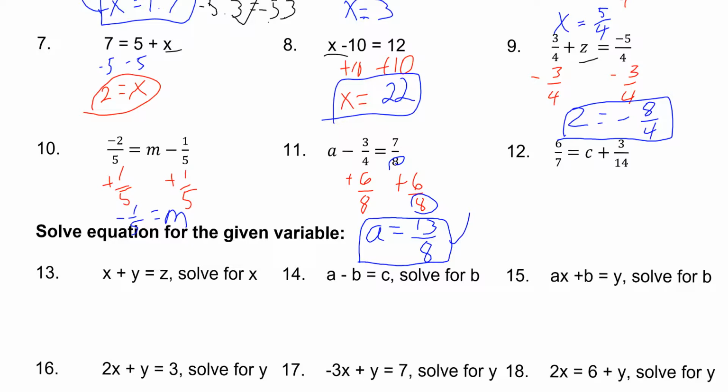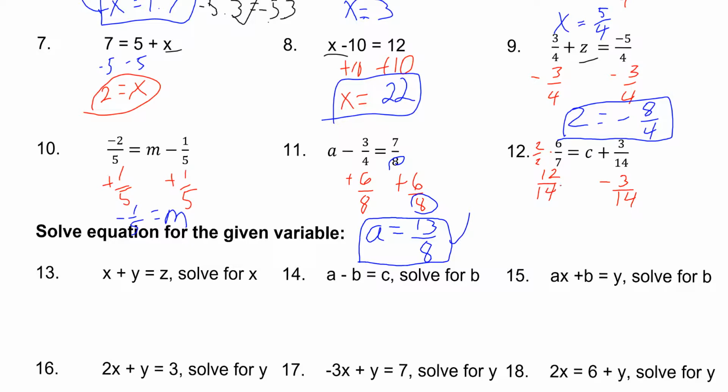Alright, so last one in this section. On this one, we're going to minus 3/14 from both sides. Alright, and on this side we have 6/7. I'm actually going to change that to 12/14. All I did was multiply both top and bottom by 2, and that's 12/14.